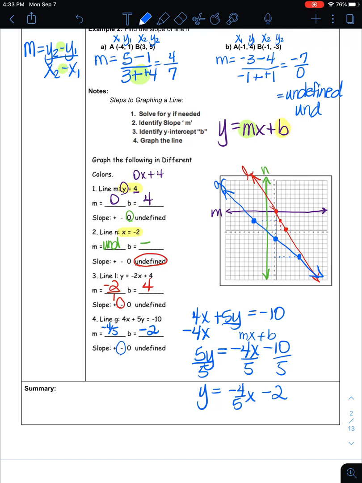Okay, so to graph, you have to change it into slope-intercept form, which is y equals mx plus b, so that you can get the slope and the y-intercept to be able to graph it.